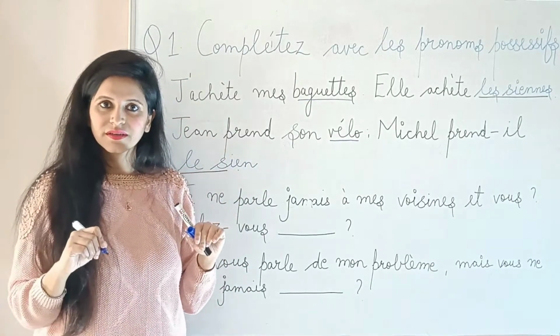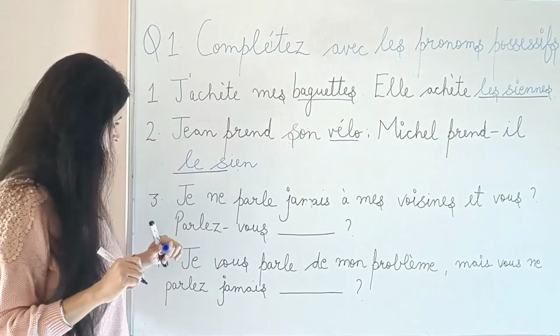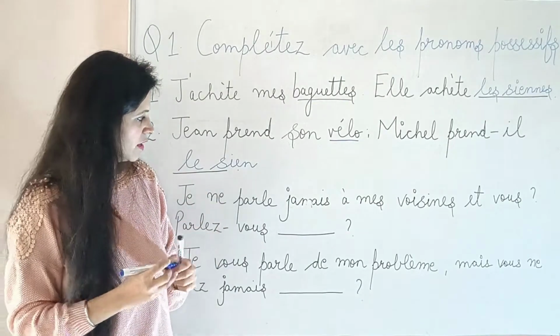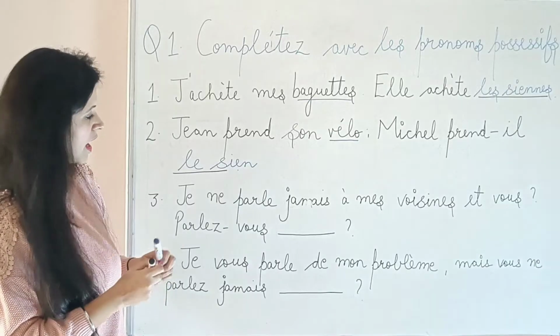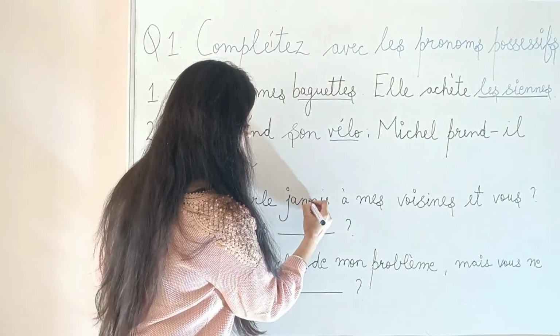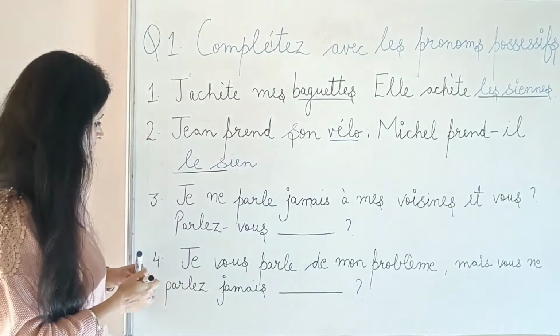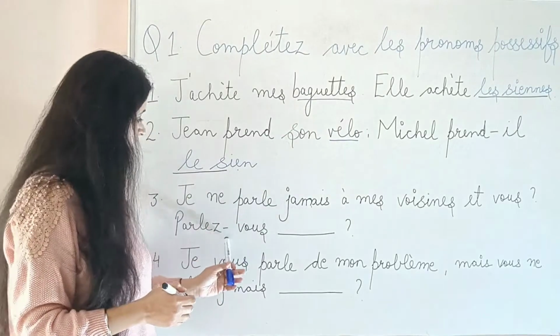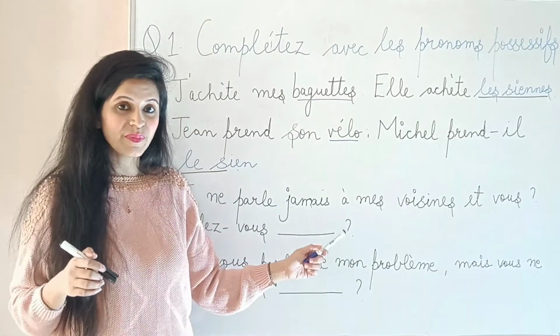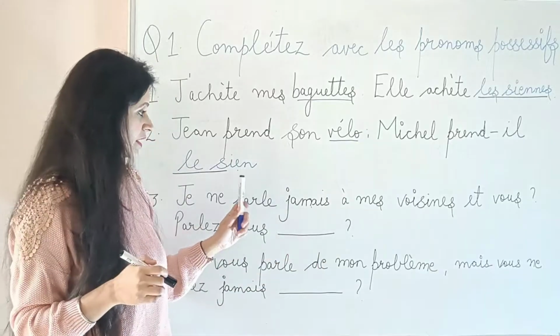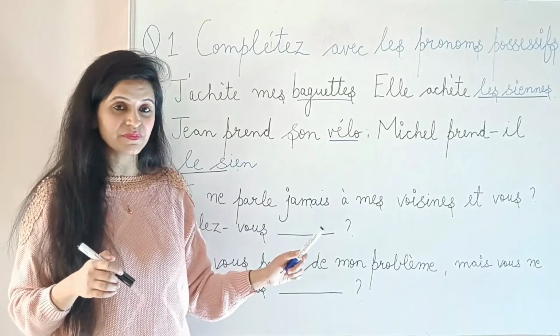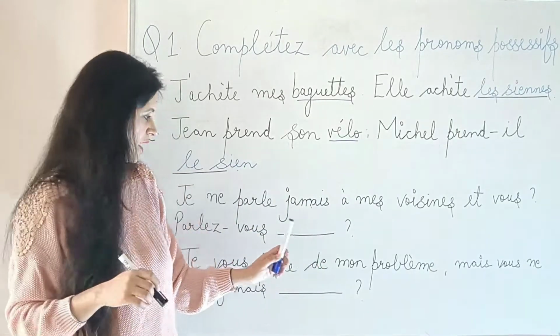Leur, sien. Let's move on to the third part. Je ne parle jamais à mes voisines, ok? Je ne parle jamais à mes voisines et vous, parlez-vous dash? Parlez-vous dash? There is something that you need to remember in this part which is very, very important, okay?